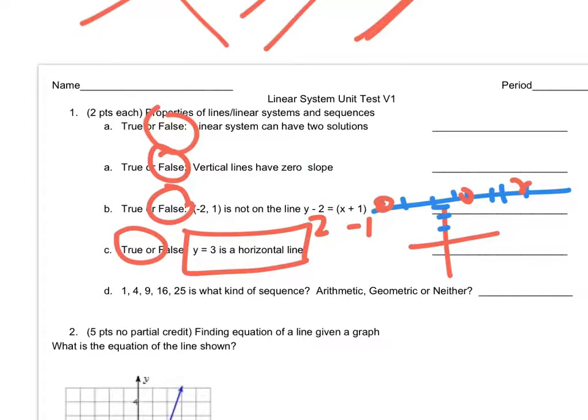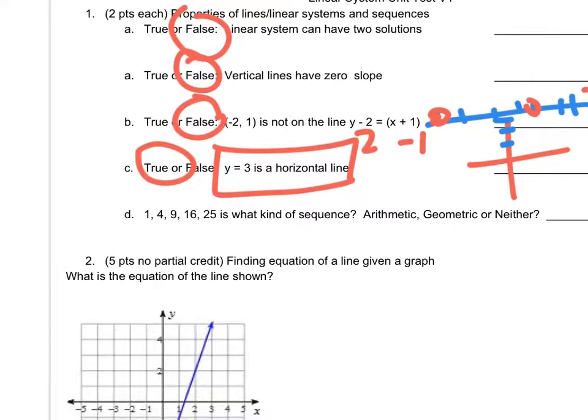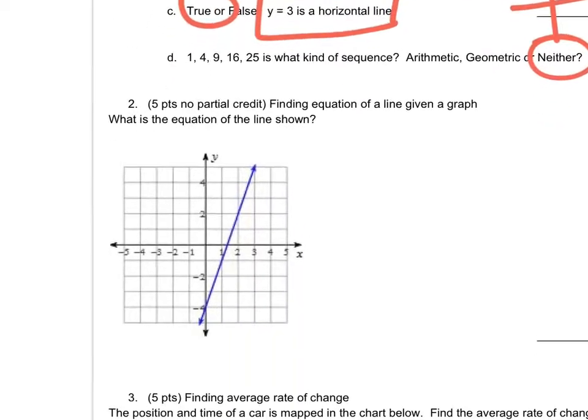And let's take a look at D real quick. It says, what kind of sequence is this? Arithmetic, geometric, or neither. And let's analyze it. How are we going from 1 to 4? Well, we're either multiplying by 4 or we're adding 3, right? How do we get from 4 to 9? We're adding 5. How do we get from 9 to 16? We add 7. How do we get from 16 to 25? We add 9. So this is not going up by a common difference or a common ratio. So this is going to be neither.